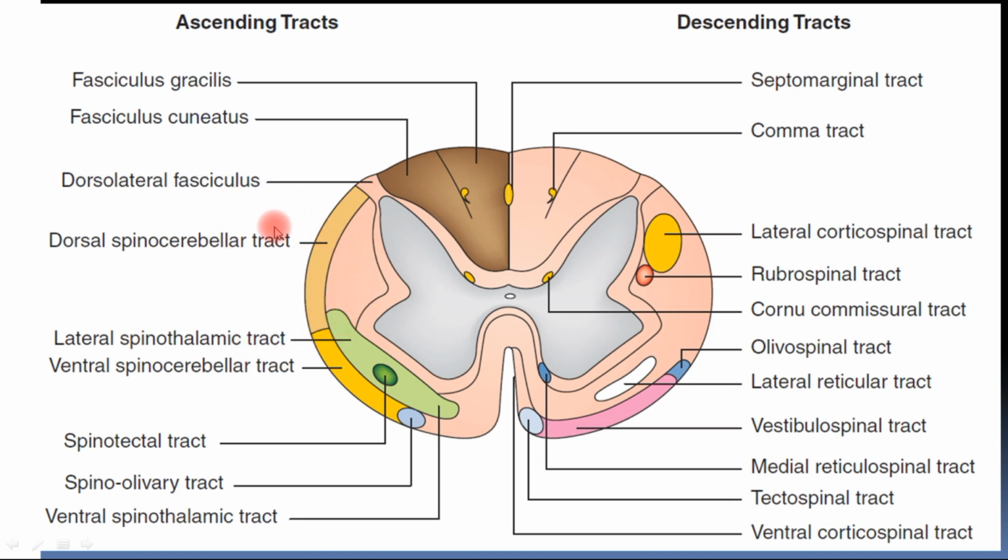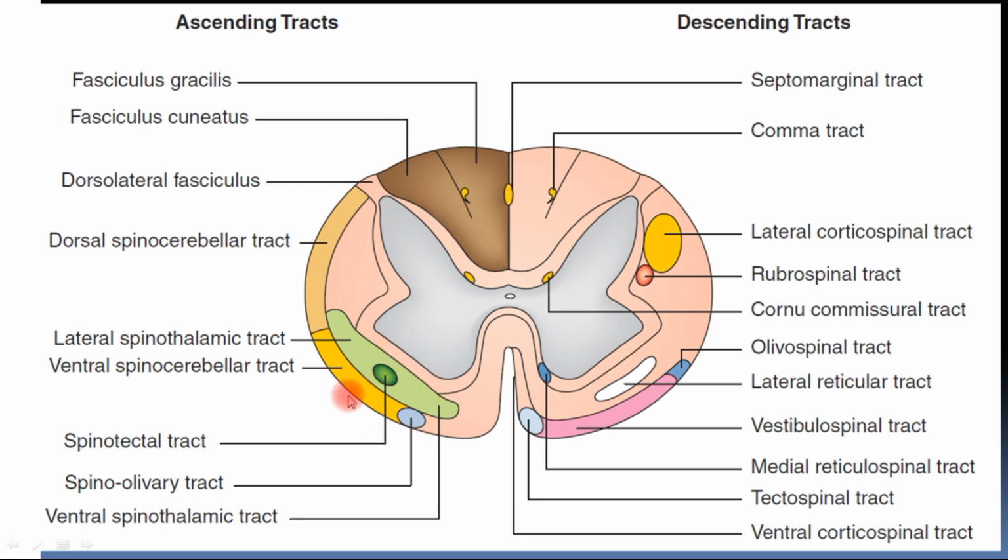Now coming to the other tracts which are present in the lateral funiculus. As you can see, in the lateral funiculus there are the dorsal spinocerebellar tract and the lateral spinothalamic tract. Now coming to the anterior funiculus, there is the ventral spinothalamic tract or anterior spinothalamic tract, then the spino-olivary tract, and then the spinotectal tract.